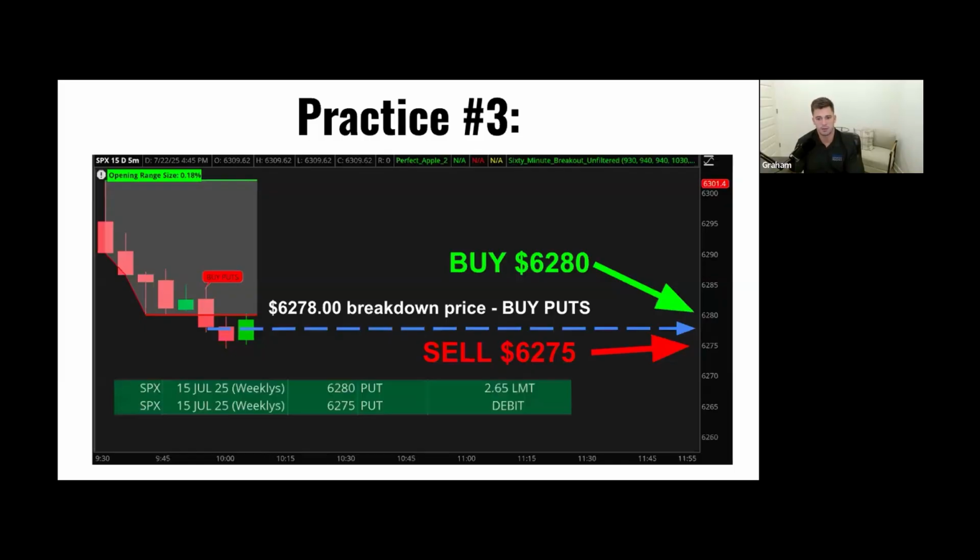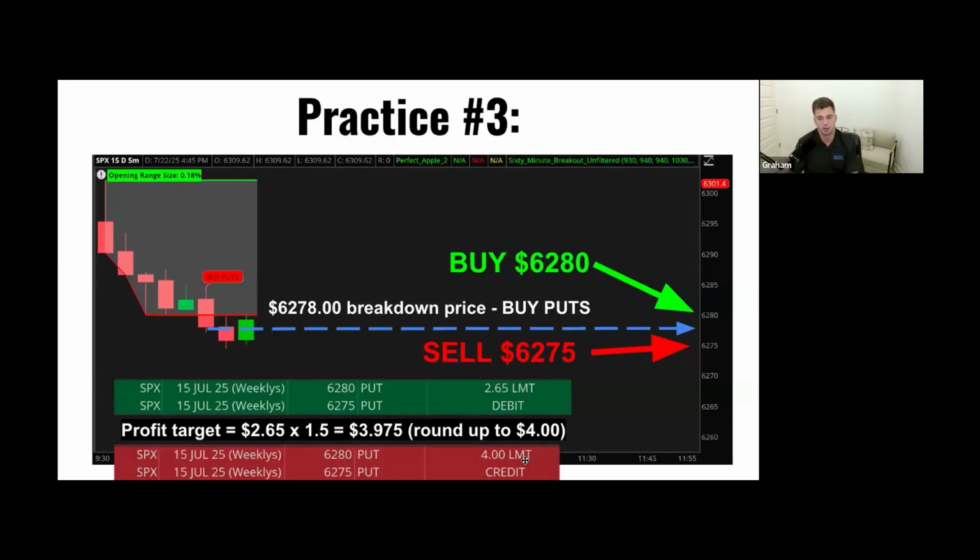Wrap the price. We entered for 265 net debit. Profit target: take that number times 1.5. And again, we have to round up to the nearest 5 cent decimal, $4. Set our limit price for the fill or for the auto target, and we are done.